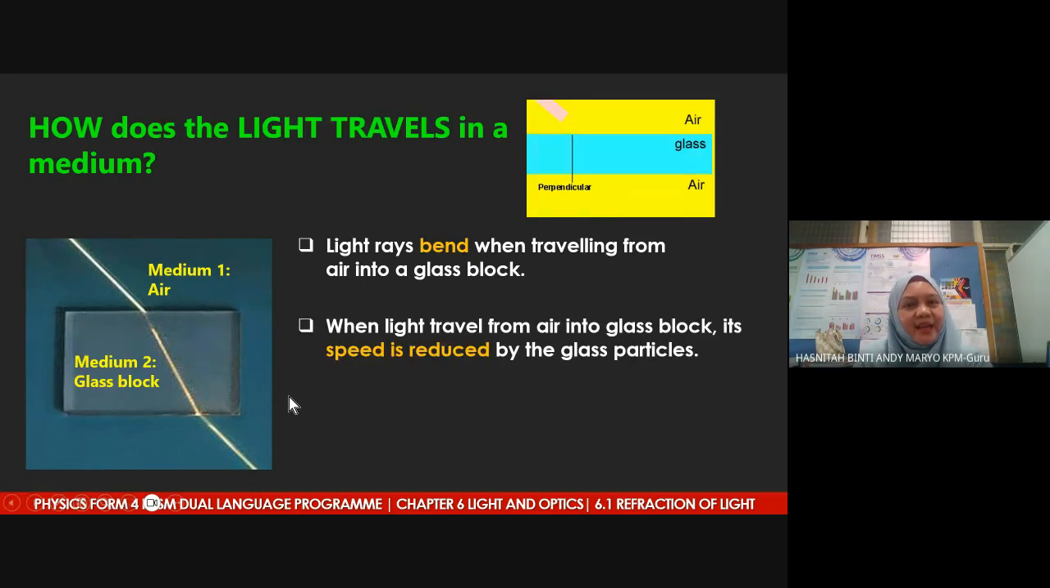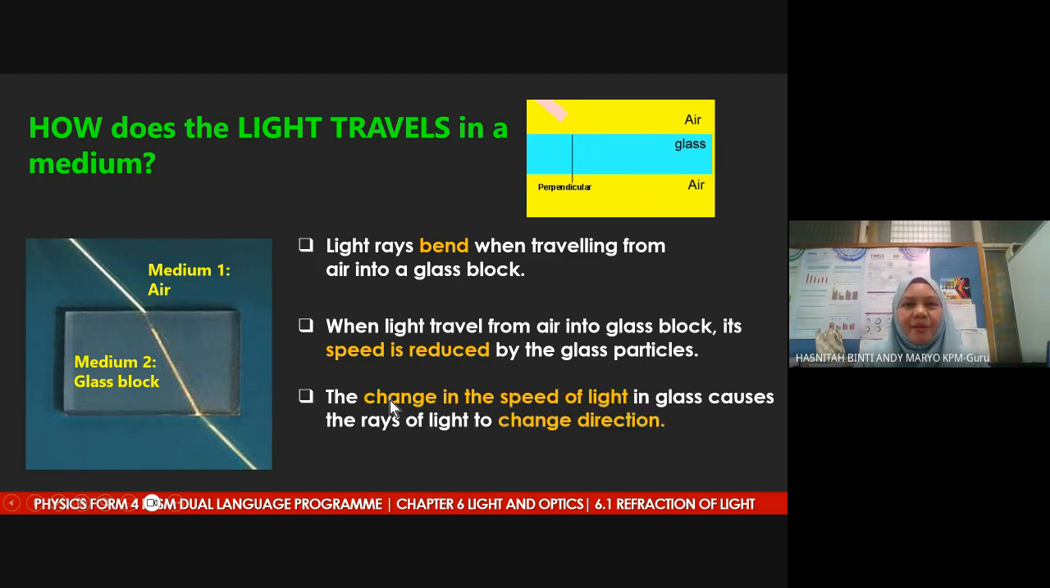Second, we understand when light travels from air into a glass block, the speed or velocity is reduced due to the glass particles. When light travels from air into the glass block, its speed is reduced by the glass particles. So here we understand light travels faster in air. It travels slower in glass.